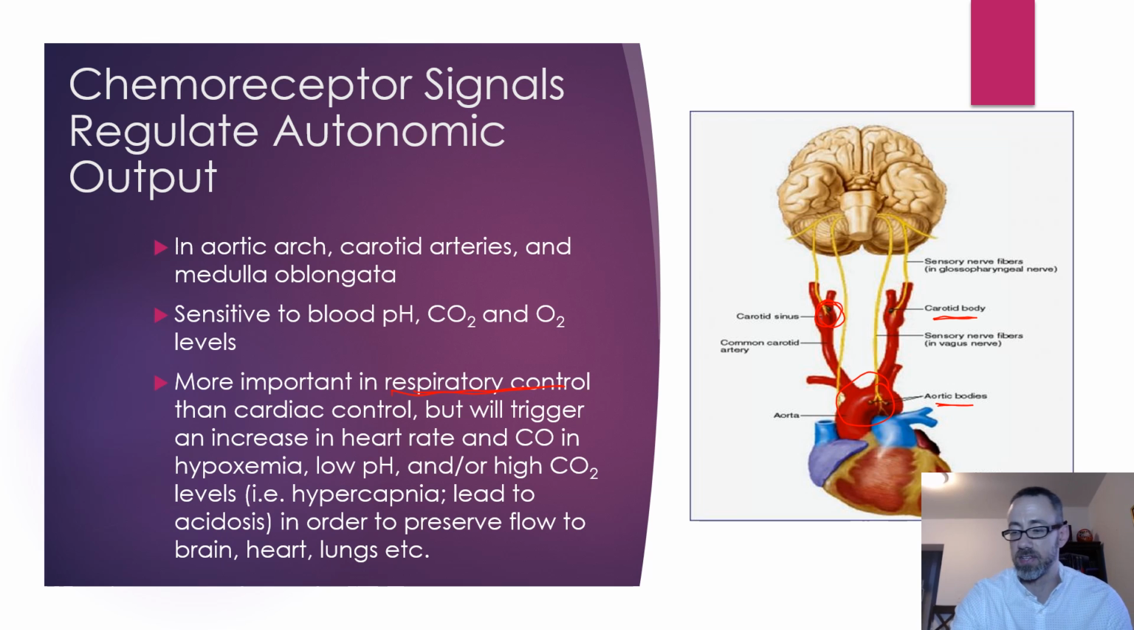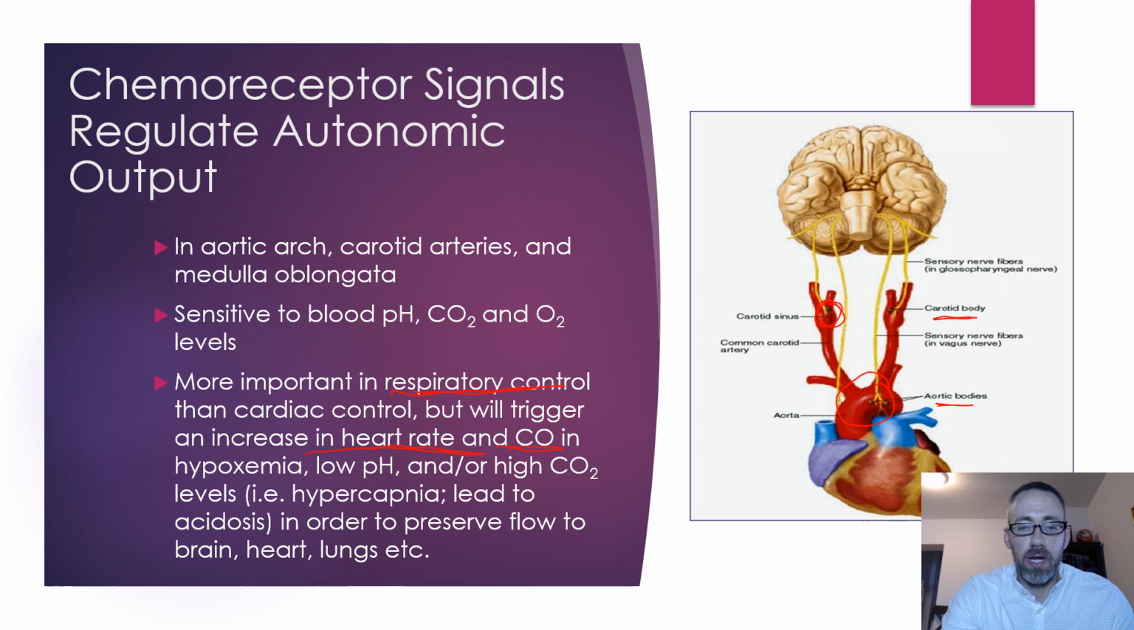So when we talk about this in the respiratory lectures, you'll see how this helps with that. And that would make sense, again, because with breathing and exchange of CO2 and O2, right? Now, in cardiac control, it will trigger an increase in the heart rate and cardiac output in cases where oxygen levels are low or CO2 is high, because they're usually inversed, right? So O2 is low, so we're hypoxic. CO2 is high, so we're hypercapnic. Or we have a low pH, meaning we're acidic, so to speak.